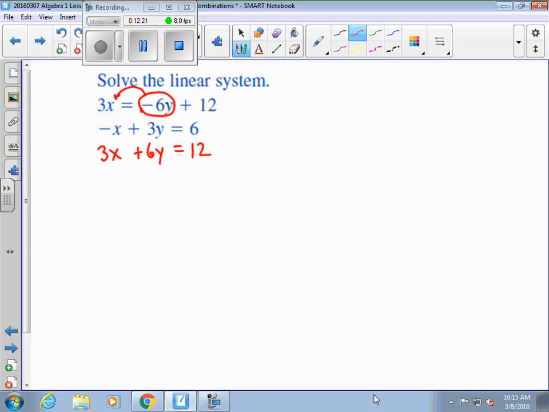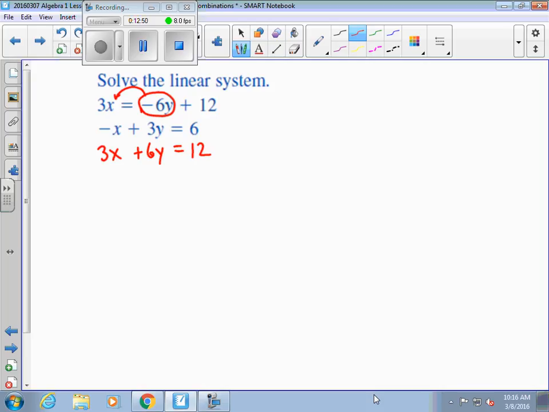Now you need to check to see if you have opposite terms. Or opposite coefficients is a better way to say that. Negative 1x is not opposite of 3x. 3y is not opposite of 6y. One of those pairs has to be opposites. So you can either choose to make negative 1 and 3 both into negative 3, or you could choose to make 3y and 6y both into 6 and negative 6.